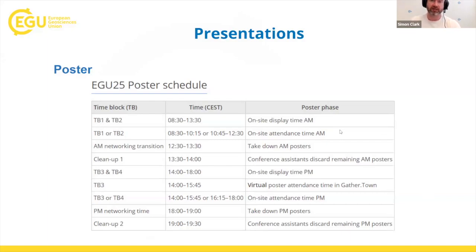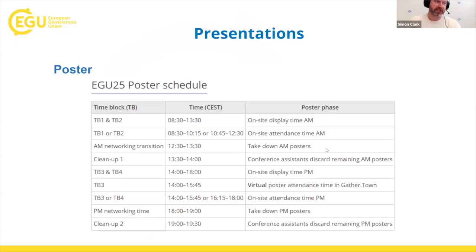If you don't show up for this, it's very frustrating for people who want to talk to you about your research, because they want to talk at your poster, but also you'll be classed as a no-show and your abstract will be withdrawn from the program. So please make sure you attend your posters.